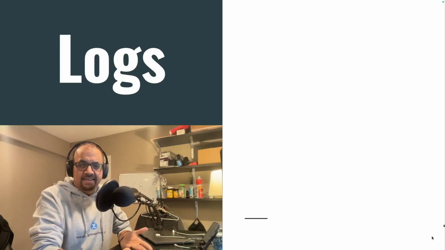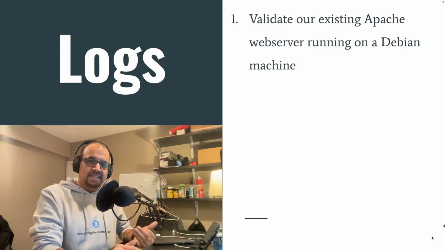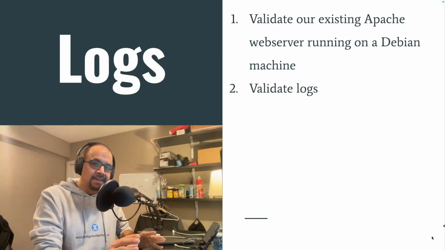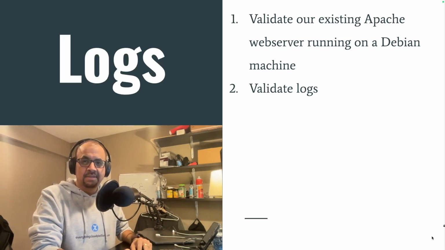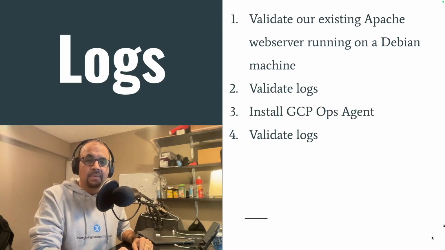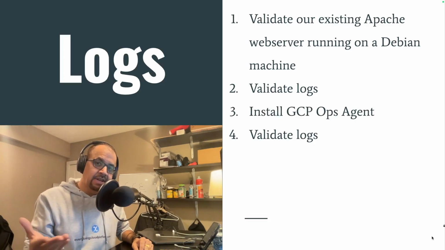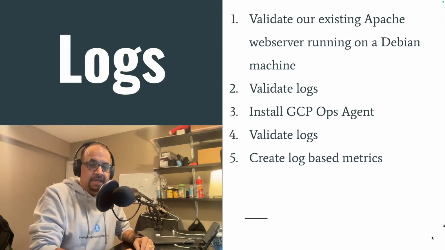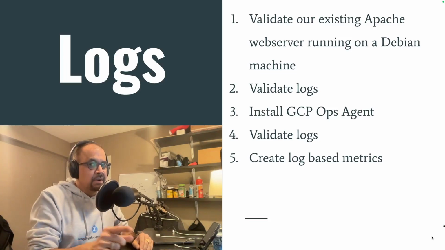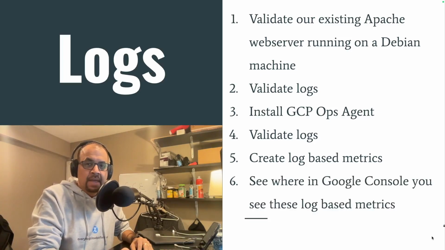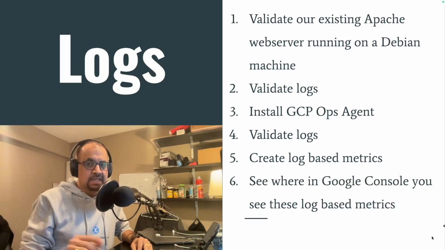Here is the sequence of activities that we will be performing in this video. We'll validate our existing Apache web server running on the Debian machine from the last video. We'll validate what the logs show us, remember, without the monitoring agent. We'll then install the GCP Ops Agent. We'll then validate the logs and see what additional telemetry you get out of those logs. We'll then create some log-based metrics, a good feature within GCP that every SRE or platform engineer should know. See where in Google Console you see these log-based metrics.